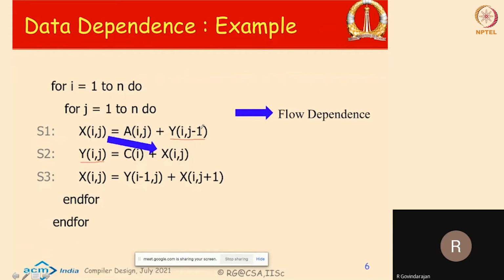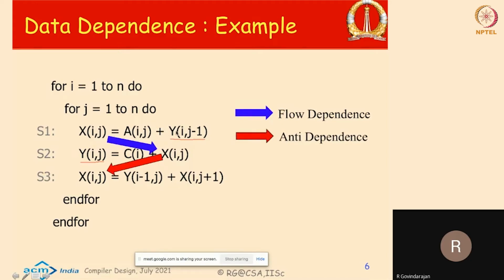So there is a true dependence from y[i][j] to y[i][j-1], or there is a true dependence from S2 to S1, and this dependence is actually on two different iterations. One is ij, the other one is i comma j plus 1. That is also possible because in those respective iterations, they both access the same memory location y of i comma j.